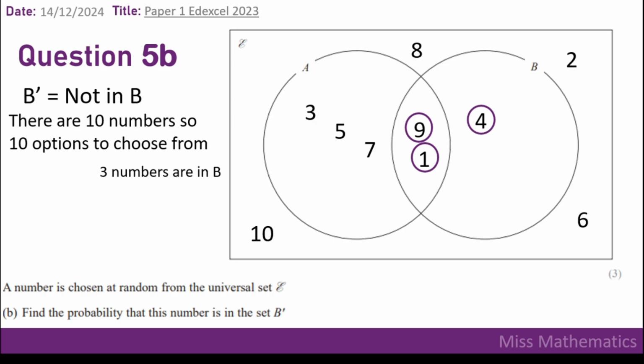So 3 numbers are in the B section. That means 7 numbers are not in the B section. 7 numbers are either not in any section or in the A section. Therefore, 7 out of 10 of the numbers are not in the B section, so this is the probability of choosing a number that is not in B.